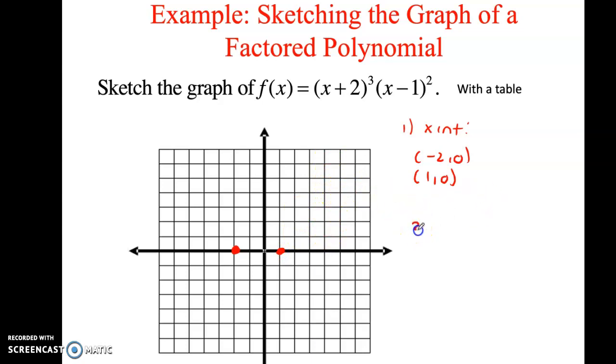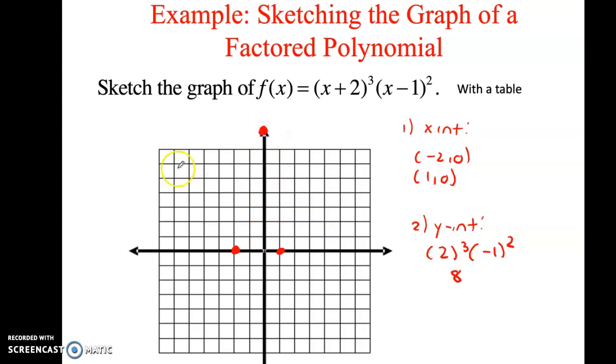And the next step is to find the y-intercept, which you do by setting x equal to 0. And again, we had that in prior notes from the quadratic. So we're going to have 2 cubed times (-1) squared. That is going to give me 8 for the y-intercept. 1, 2, 3, 4, 5, 6, 7, and we'll extend it up here, 8.